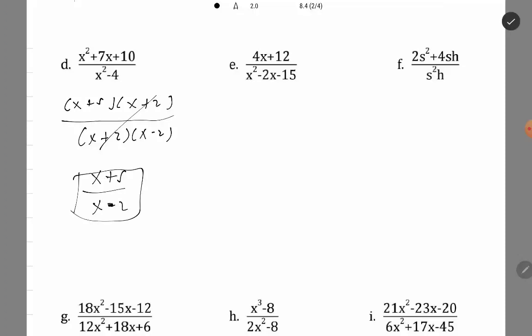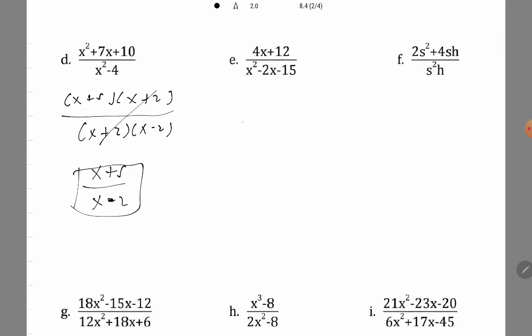Next up, part E. Okay, a different way of factoring is these two numbers are multiples of 4, so I can pull out a 4. And I'm left with x plus 3. On the bottom, two numbers that multiply to negative 15 and add up to negative 2. And that's going to be 5 and 3. Plus 5, negative 3.